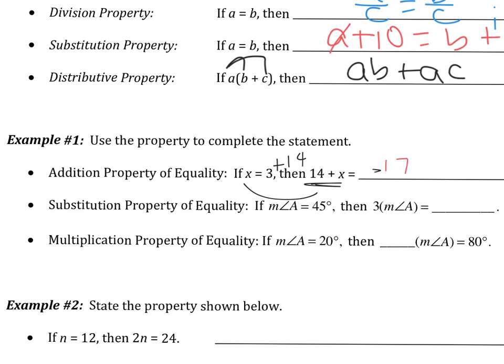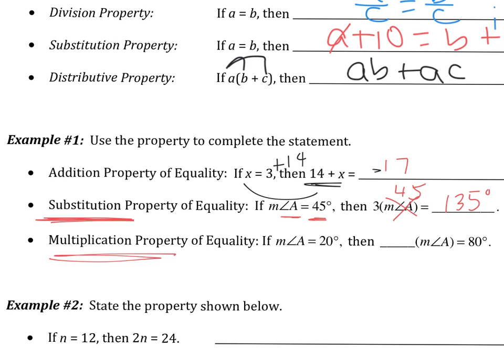What don't you like? This? Yeah, well, that's true for a lot of people. All right, so the substitution property of equality says that if A is equal to 45, that means I can substitute 45 for A. What do I get? 135, very good. Okay, 3 times 45 is 135 degrees.